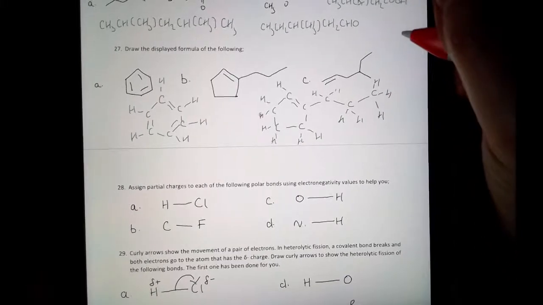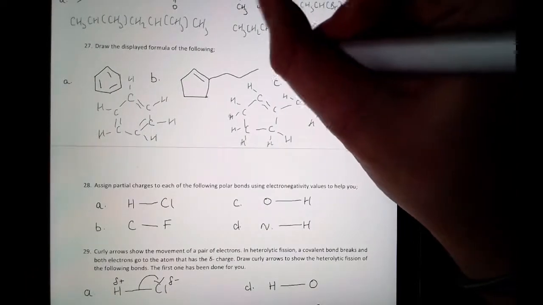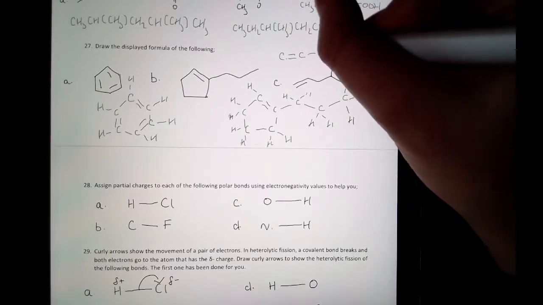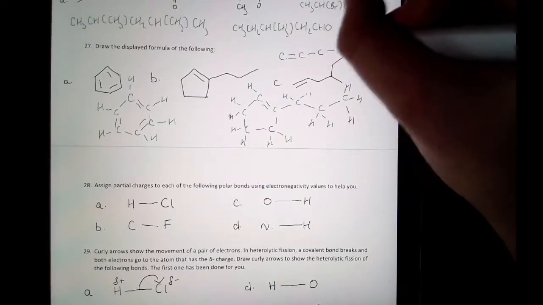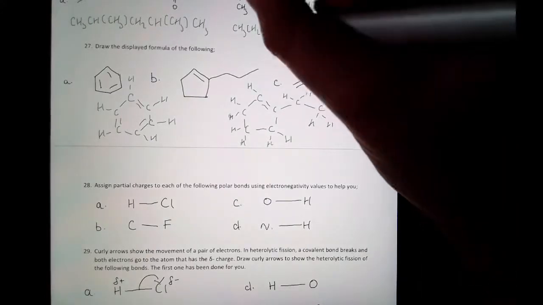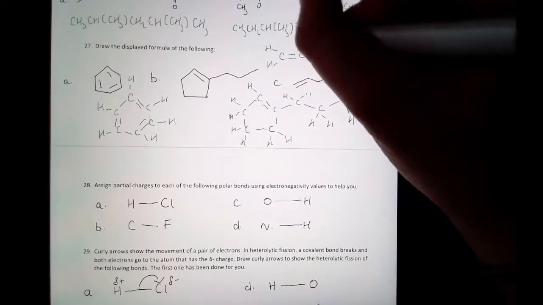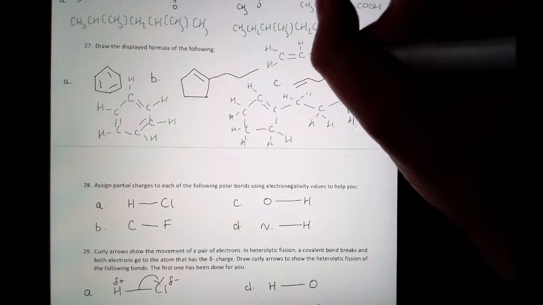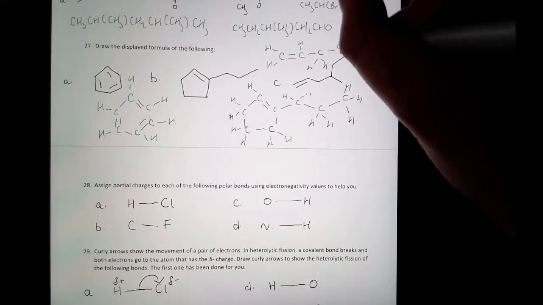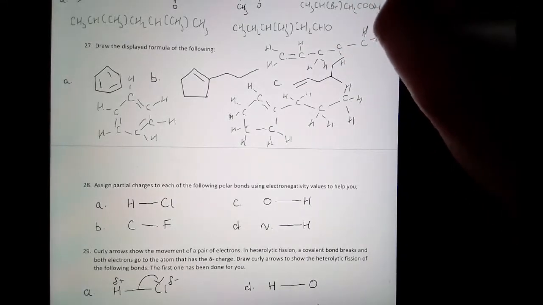The last one, I've got a carbon, double bonded to a carbon, single bonded to a carbon, single bonded to a carbon, that's bonded to a carbon. If I put in my hydrogens here, I've got room for 1 and 2 at the end. I've got room for just 1 here. This carbon here is going to have 2 hydrogens on it. This carbon here is only going to have 1 hydrogen on it. This one here at the end will have all 3.